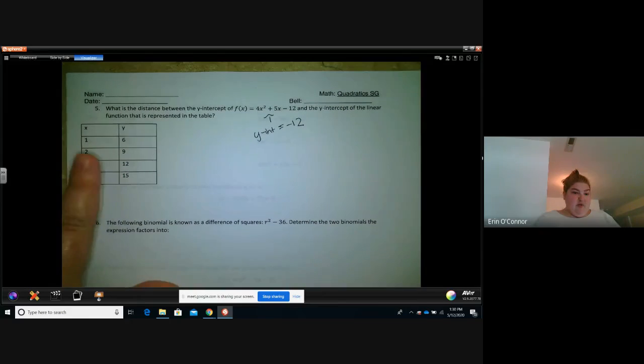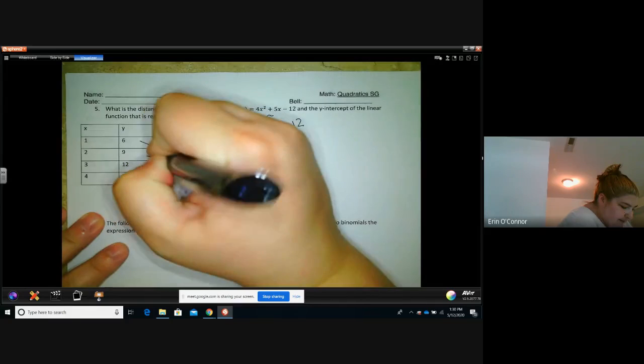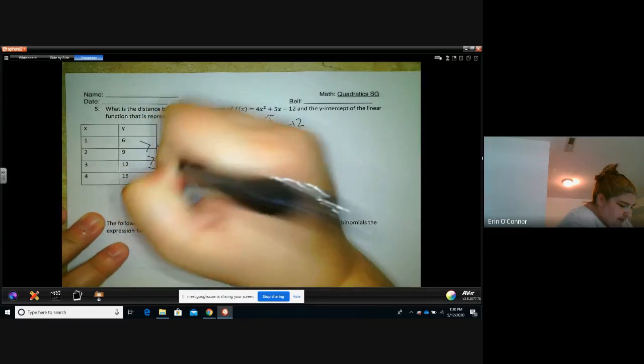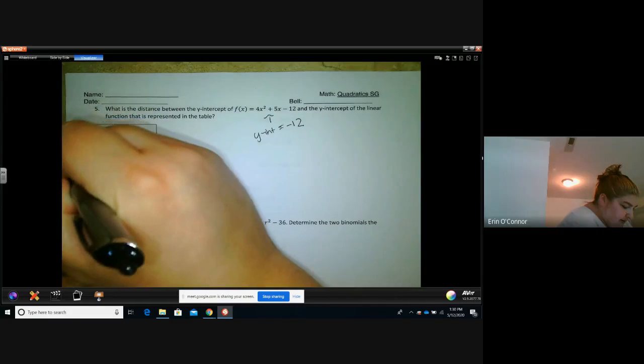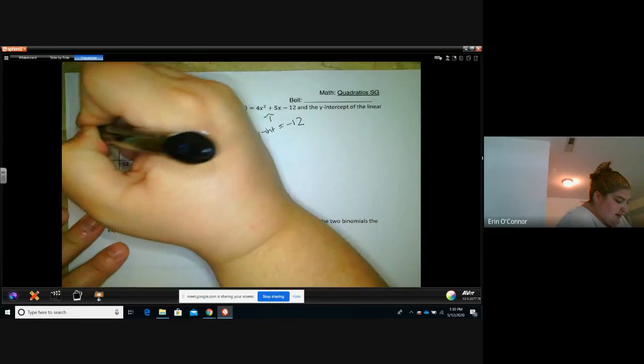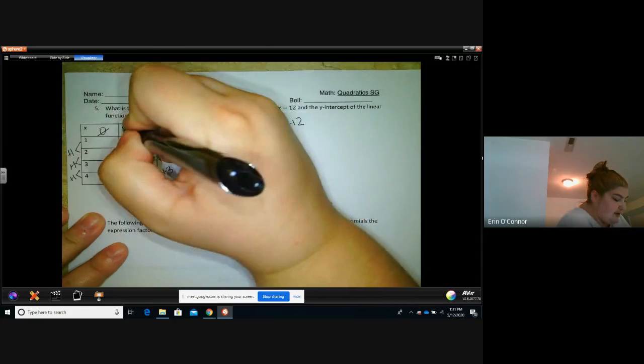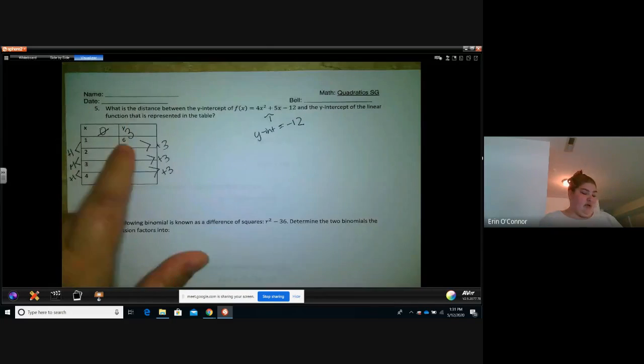And then here, the y-intercept. Well, these are going up by 3. These are going up by 1. So if I want to go to 0, because an x of 0 gives me the y-intercept, I would subtract 1. So here I would have to subtract 3. 6 minus 3 is 3. So the y-intercept here is 3.